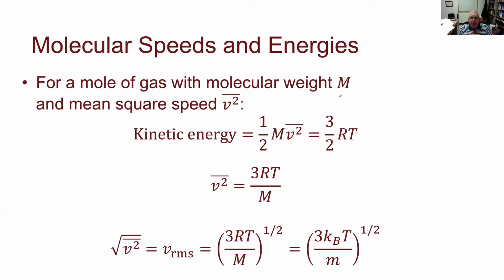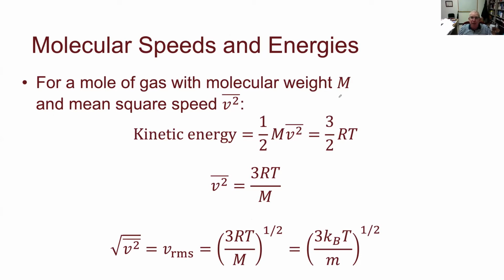So I'm going to have a mole of gas, molecular weight is capital M, and the molecules in that gas have a mean square speed given by the symbol that we've been using, which is just v squared with the bar over it, okay? The kinetic energy of that gas is just 1/2 Mv squared, where that's the big M for the molecular weight. That thing has to be equal to 3/2 RT, right? Big M and R are both molar quantities, so they're in agreement with one another.